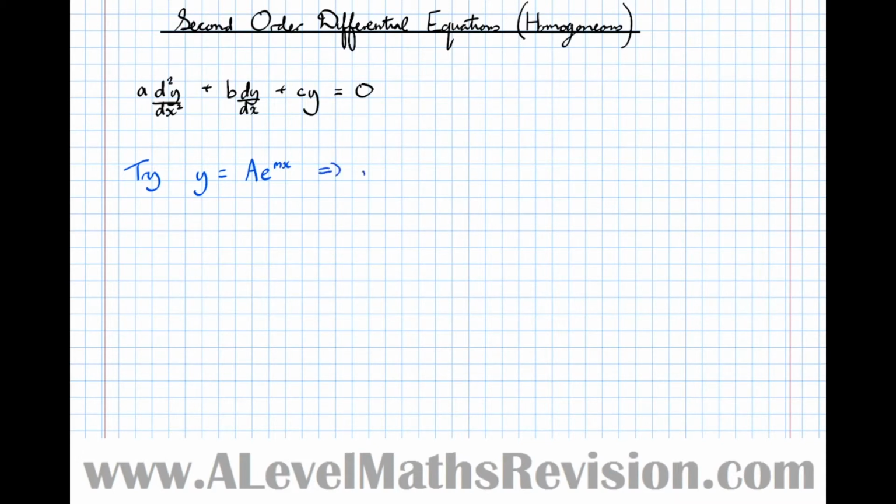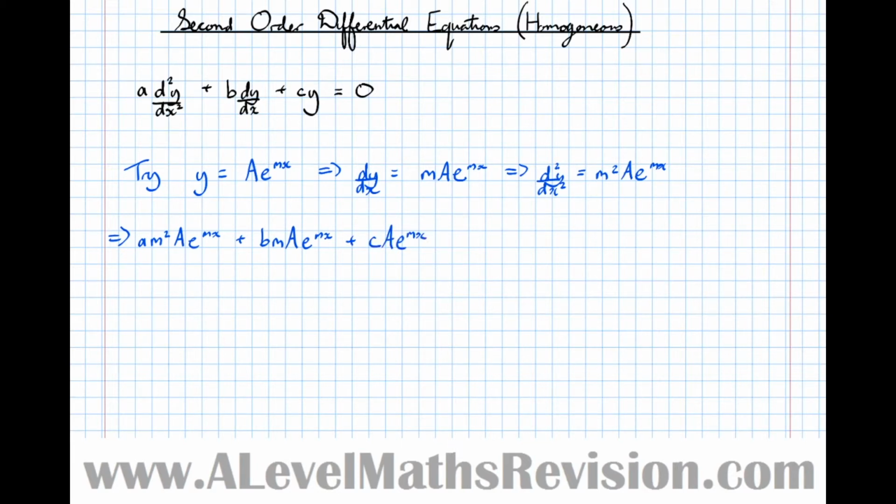Well, that means the differential equals m a e to the mx, and that implies that the second differential equals m squared a e to the mx. Okay, so now subbing it back into the original equation, we get a times the second differential, which was m squared a e to the mx, plus b times the first differential, which is m a e to the mx, plus c times y, which is a e to the mx, and we know that that's equal to 0.